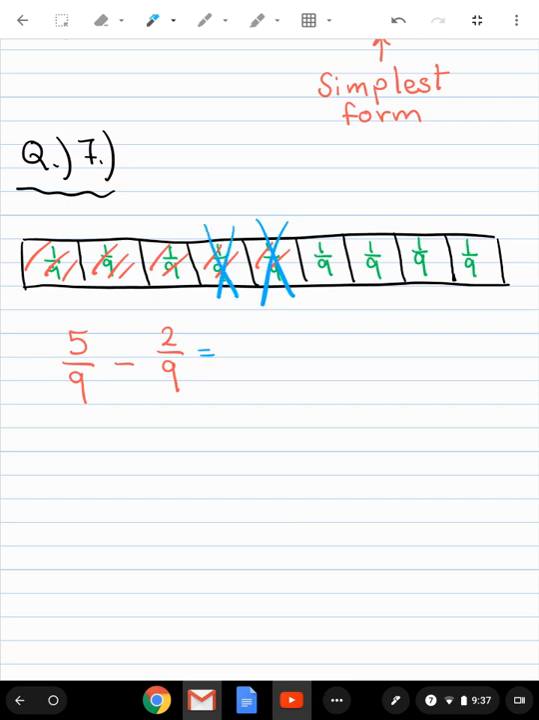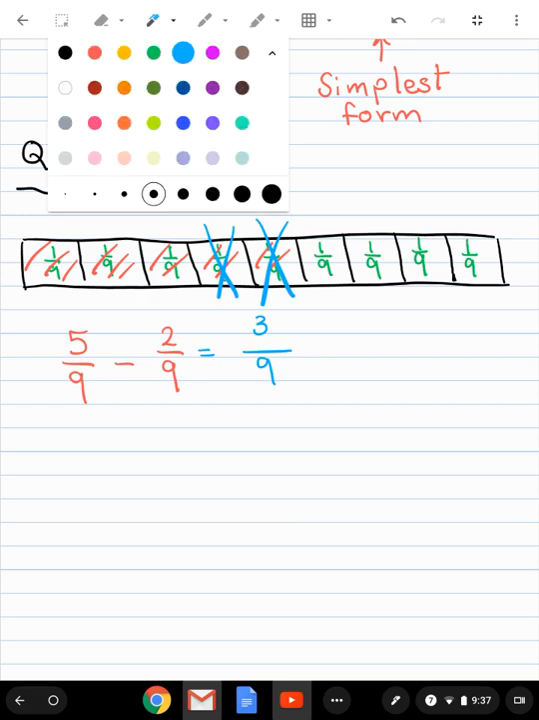This means what will be the result? How many parts will be left? We will have 3 parts out of the 9 parts still shaded. 3 out of 9. So we have common denominators. The 9 stays the same. Then we do 5 minus 2 is 3. So the answer will be 3 out of 9.